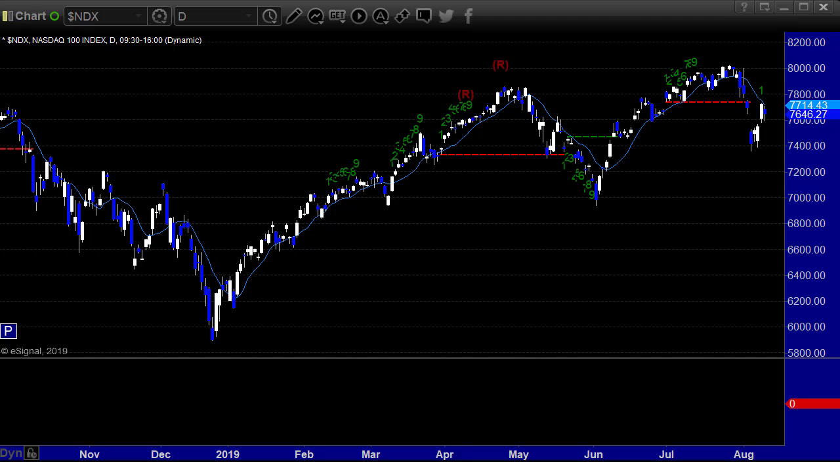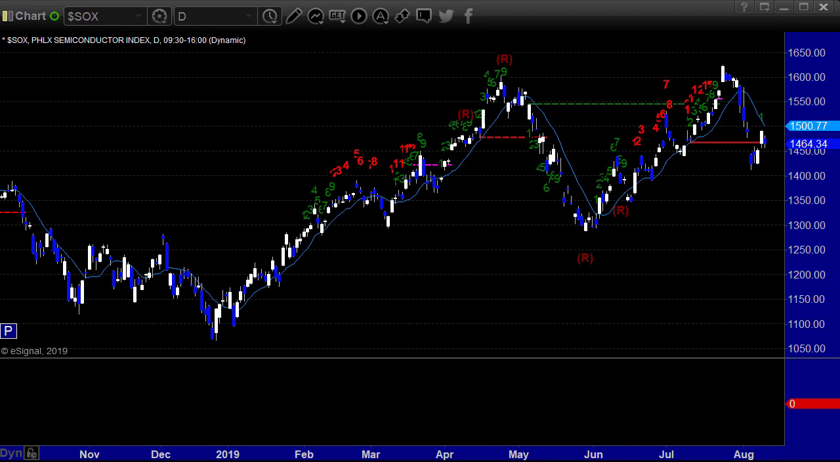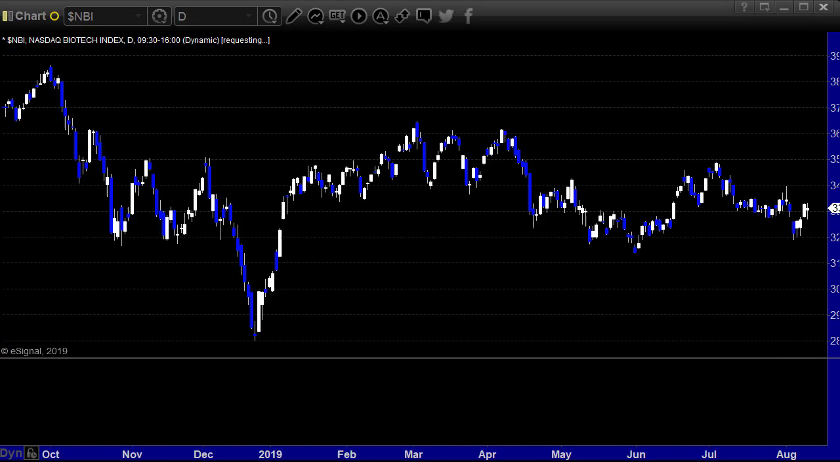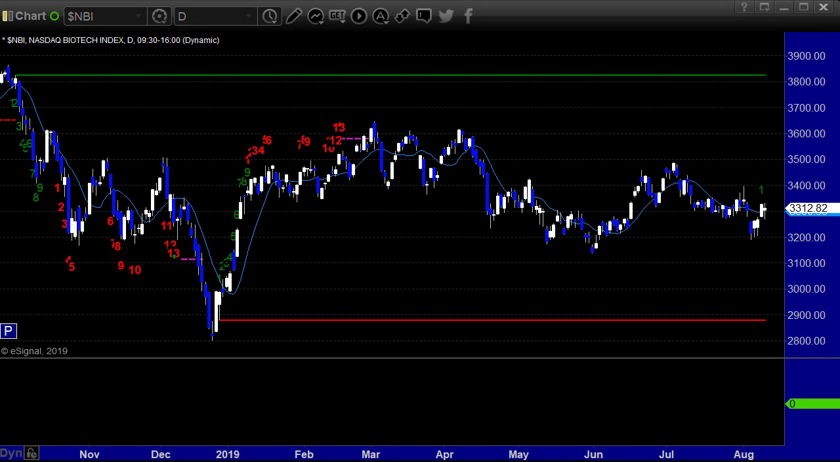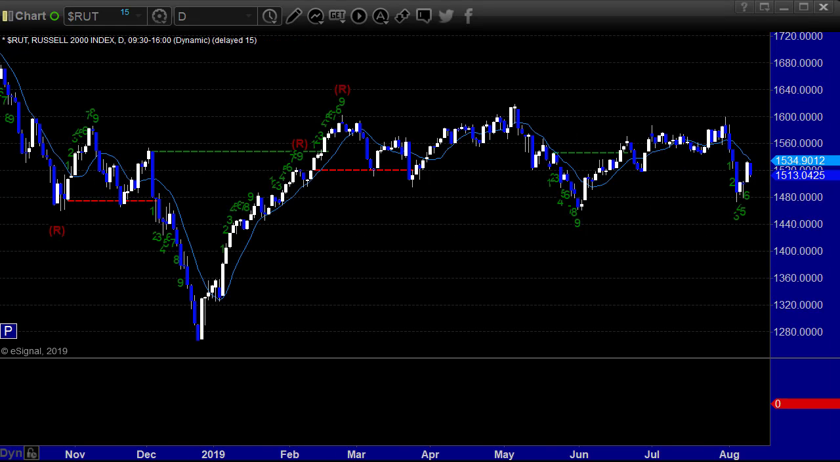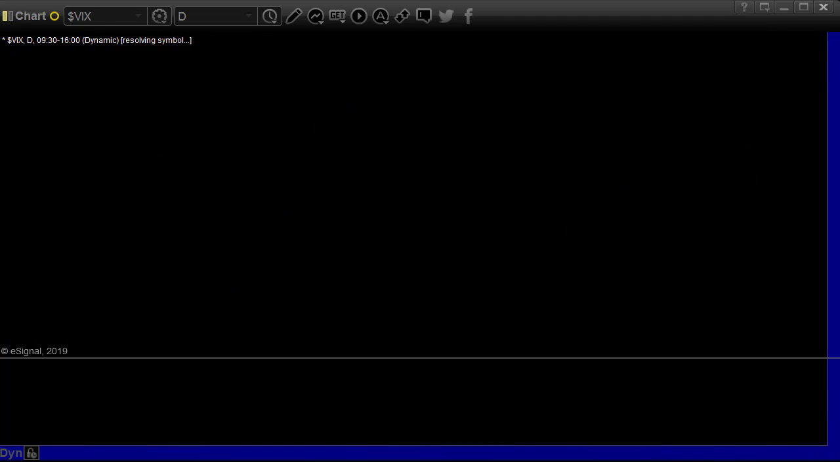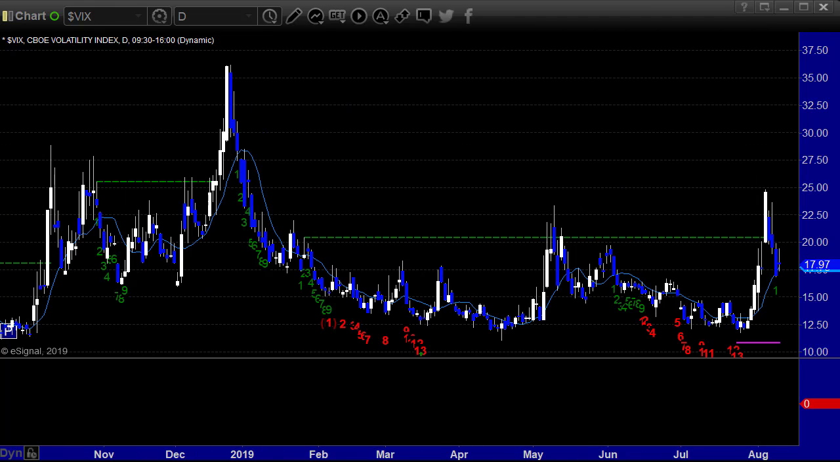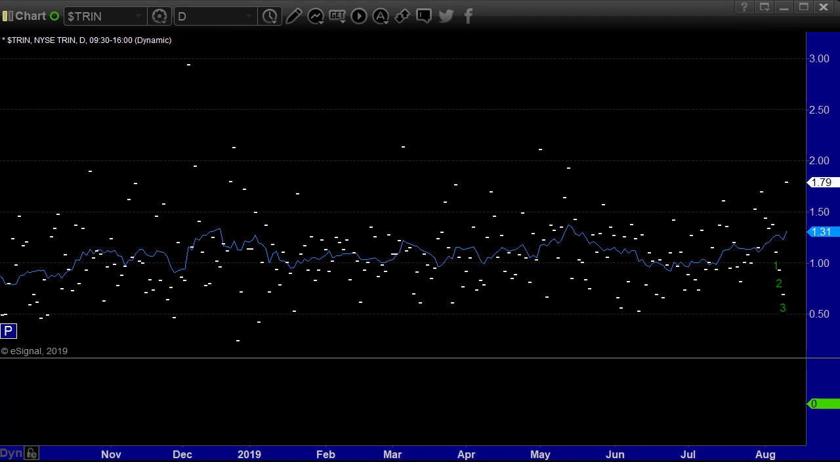Here's the Nasdaq 100 down 78.56. The Dow Transports loses 26.92. Biotech's down 15.25. The Russell 2000 loses 19 points, so it's a negative week for the Russell as well. The VIX gains 1.06. It was higher, obviously, earlier in the week on the gap. The trend closes at 1.79. That's a high reading. It gives us 1.31 on the 10-day moving average, almost the highest reading of the year on the trend.